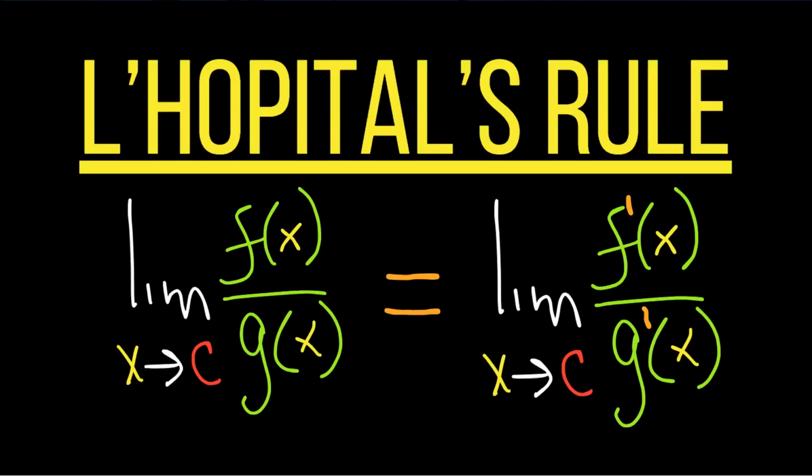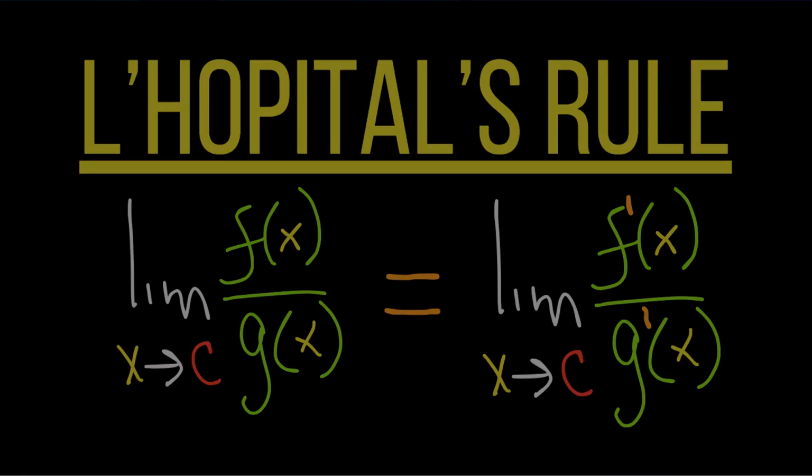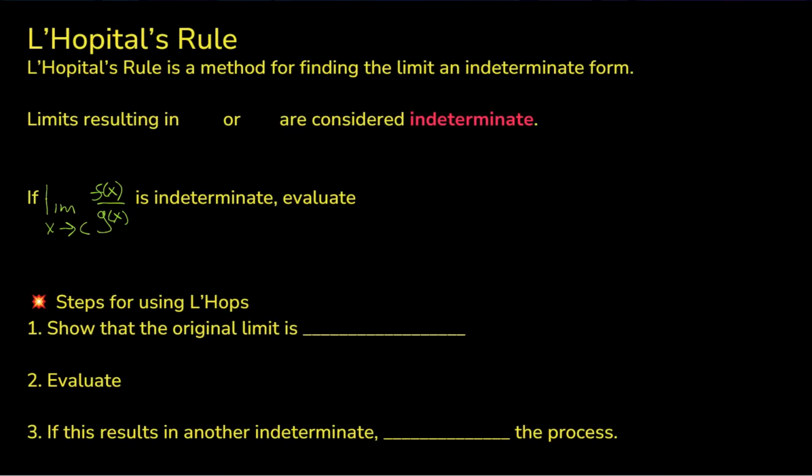Mr. Antonucci here, and in this video we're going to talk about L'Hopital's rule, which is a rule for how to find limits when you have indeterminate forms. To get started here, L'Hopital's rule is a method for finding the limit of an indeterminate form. So limits resulting in 0 over 0 or infinity over infinity are considered indeterminate.